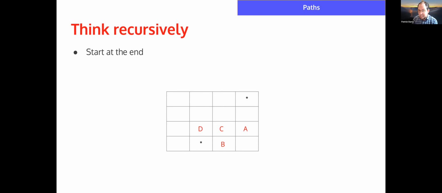When you look at D, you could go right and go to C. You can't go down because it's blocked. So D has the same number as C. And does anyone want to try to summarize this into a pattern that we can try to code?